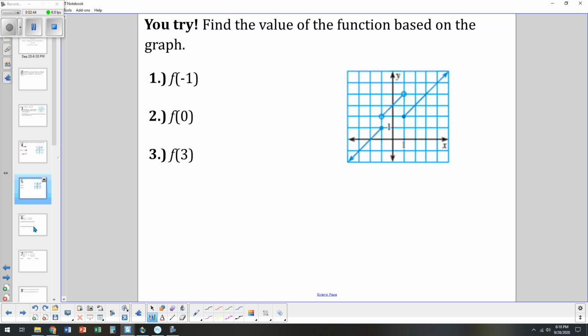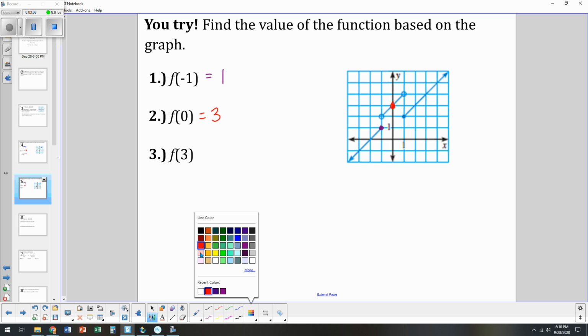You can go ahead and try this, pause it, and I'll show the answers. So the function when x is negative 1 is 1. The function when x is 0 is 3. And the function when x is 3 is 4.